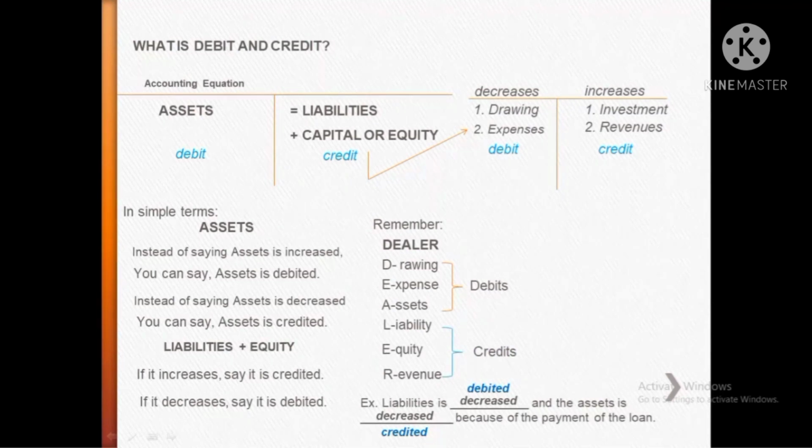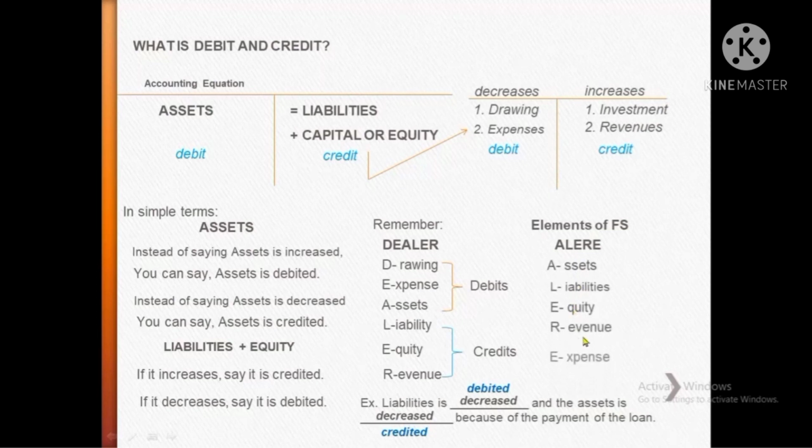But before we end this slide, I will introduce you to the elements of the financial statements, which are A.L.E.R.E. That is the acronym. So actually, A stands for assets, L stands for liabilities, E stands for equity, R stands for revenue, and E is for expenses. As you observe, withdrawal is not here, as well as the investment from the owners. It is because they are still under the capital account.